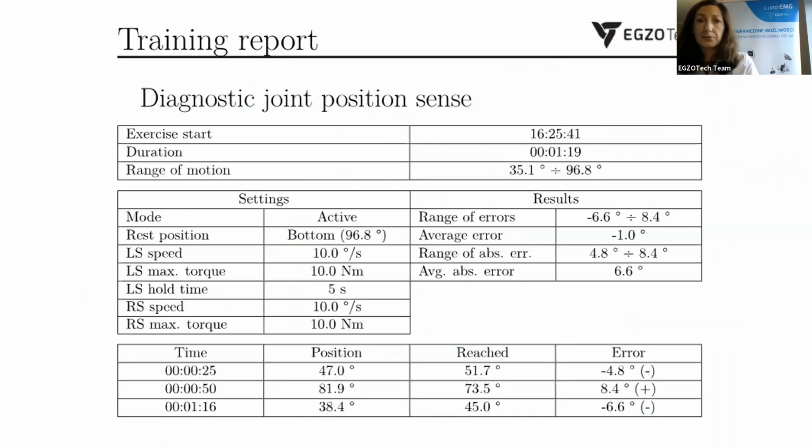For the proprioception, for this purpose we use the diagnostic joint position sense, and here we can also assess the range of motion. We can see the position and how the position differs from the one we wanted the patient to achieve and which was actually achieved.